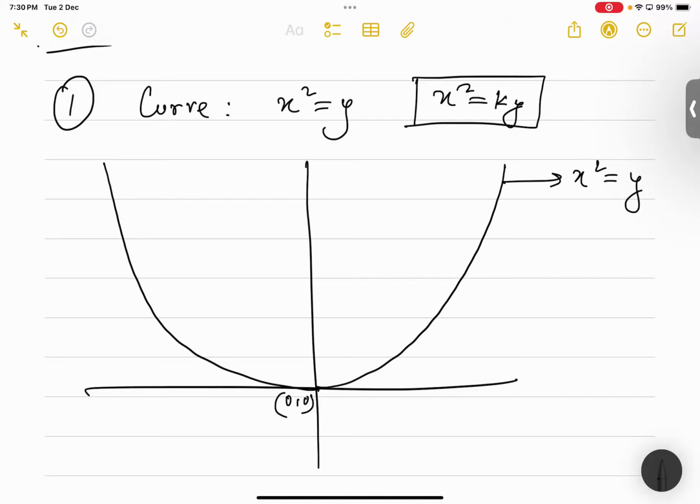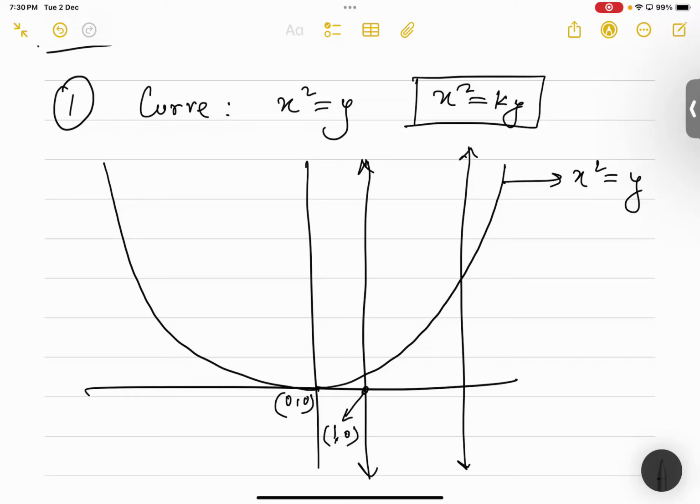Line perpendicular to x axis at 1, 0. Those instructions I have given you. So, this point is 1, 0. Right? And line x is equal to 3 is a line perpendicular to x axis at 3, 0. Okay. Did you understand? Okay.